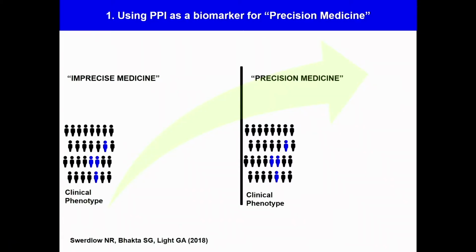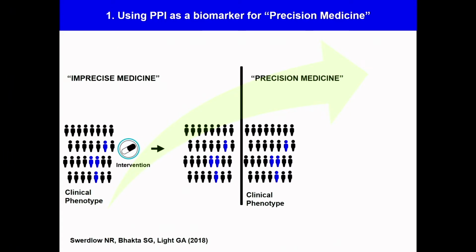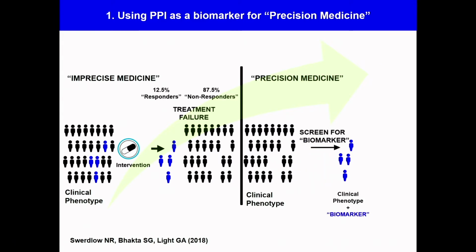The biomarker idea is a relatively simple one. If we use clinical phenotypes as the basis for picking a medication, they're highly heterogeneous. We apply an intervention to a heterogeneous population. Even if there are a few sensitive people within there, most are non-responders, and this results in a treatment failure. On the other hand, what we would like to do is identify that sensitive group upfront using a biomarker, apply the intervention, and that will produce a treatment success.